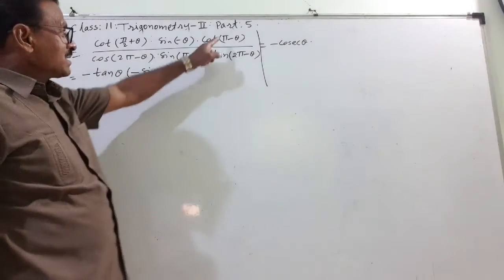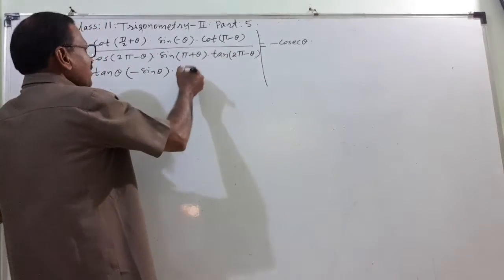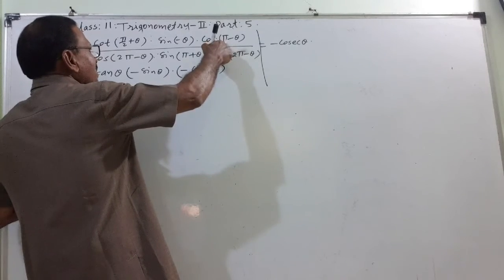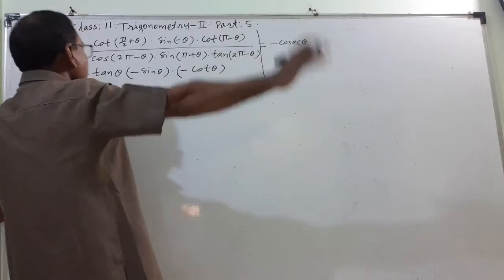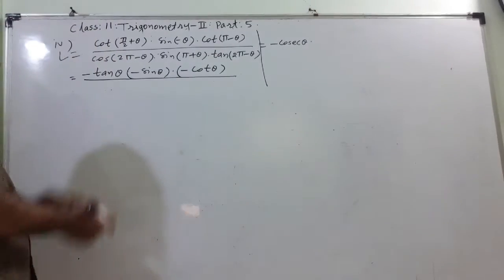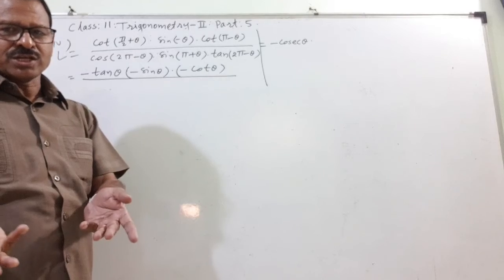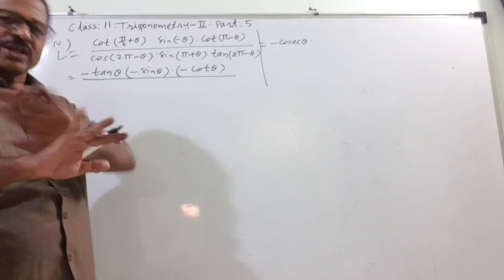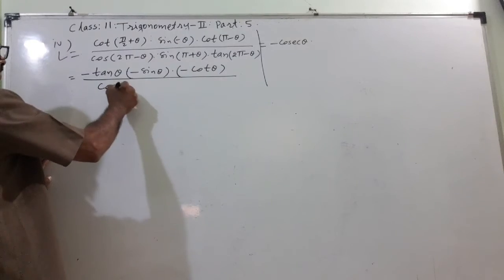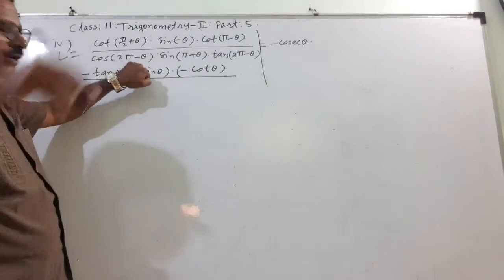Now pi minus something. Pi means 180 minus something, second quadrant. It is negative. Minus of cot theta. From pi, if I subtract, ratio remains the same. Okay. Now here, cos of 2 pi minus. 2 pi means 360 degree. 360 minus something, ratio remains the same. So cos will remain cos of theta. 360 minus something, which quadrant? Fourth quadrant, and cos is positive.